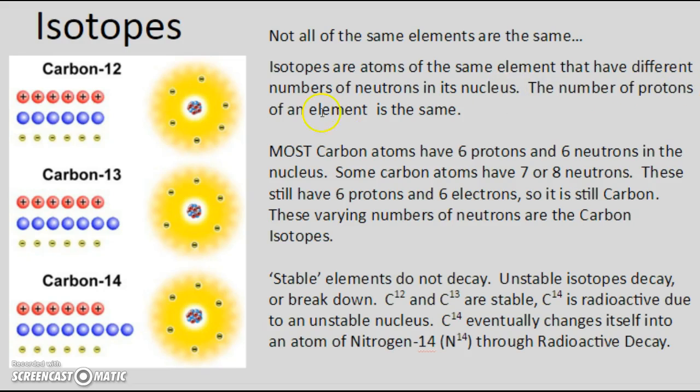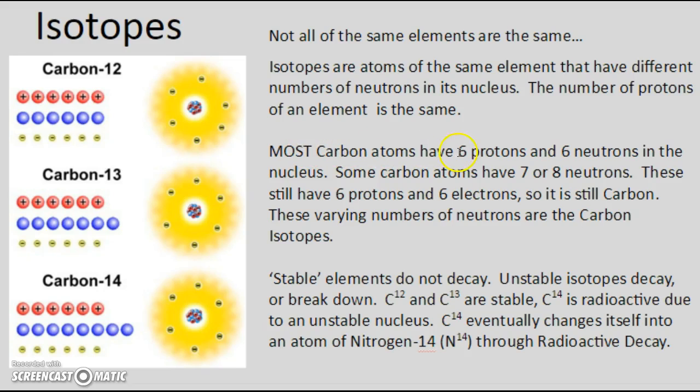The number of protons of an element is the same. So you'll see that the protons are labeled here in red. And there should be 6 protons for each of these. So carbon always has 6 protons and 6 electrons. But notice the isotopes are going to vary from having 6 neutrons in carbon-12 to having 7 neutrons in carbon-13 and 8 neutrons in carbon-14.